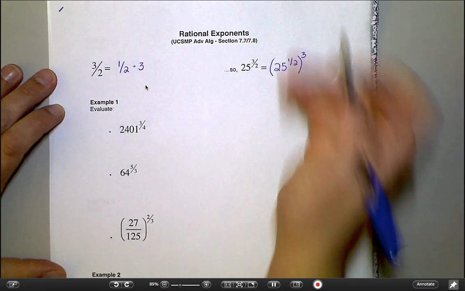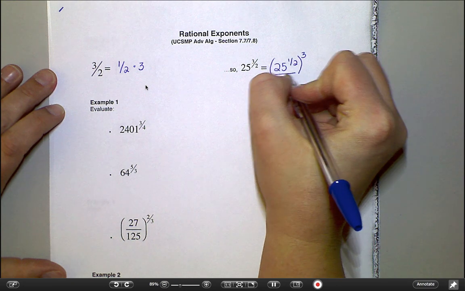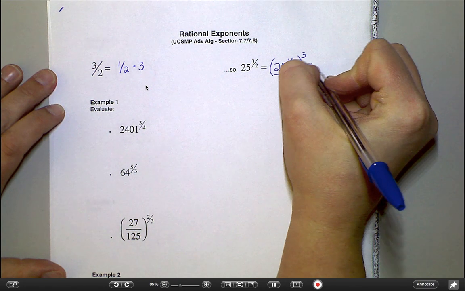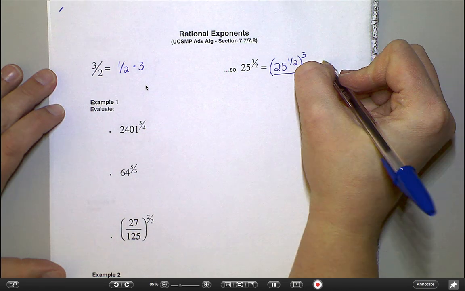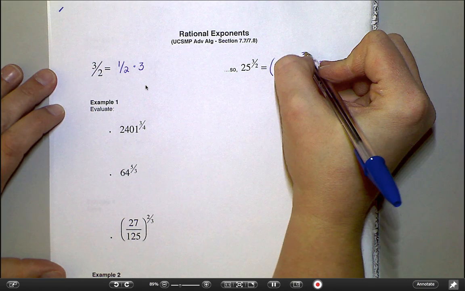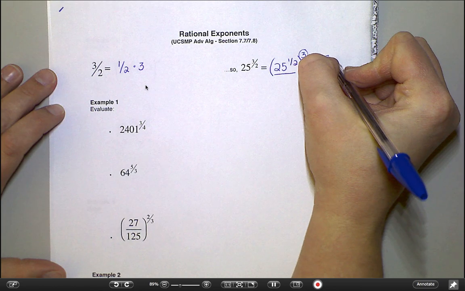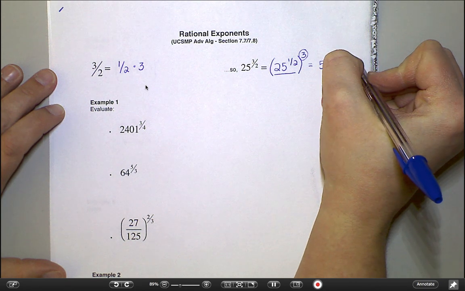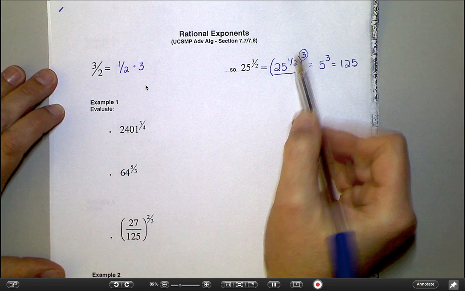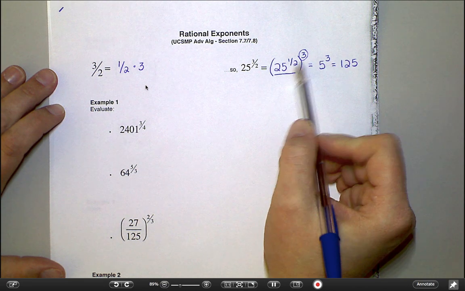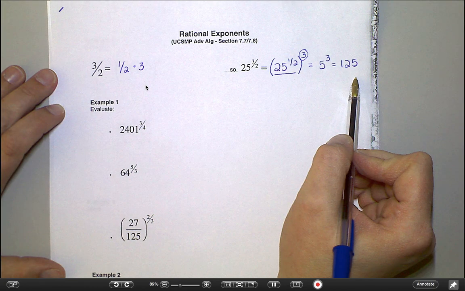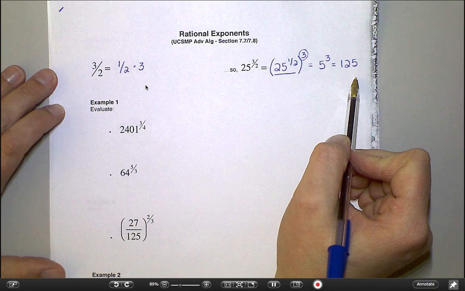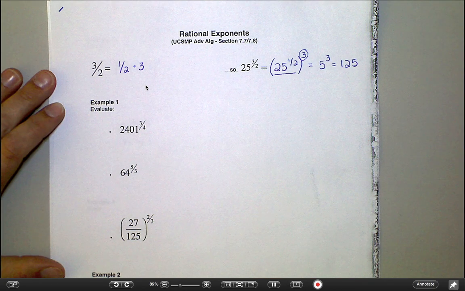Okay, so for example, 25 to the 1/2, what we talked about yesterday, would be 5, right, if you split that into 2 equal factors. And then you still have this power of 3, so then 5 to the 3rd power is 125. Okay, so this is telling you to split, and this is telling you to raise to a power, and then that would be your final answer there. Okay, so let me show you how to do these next few.